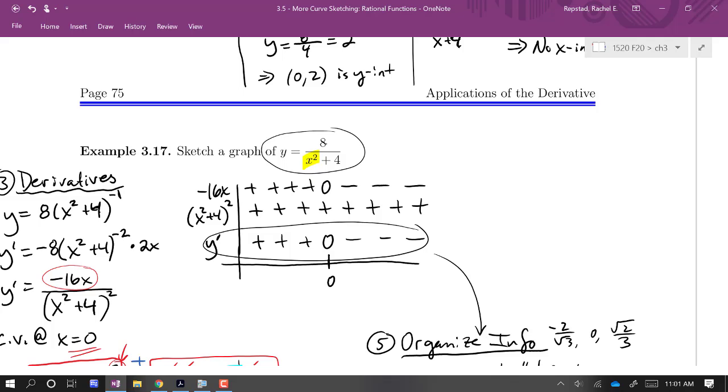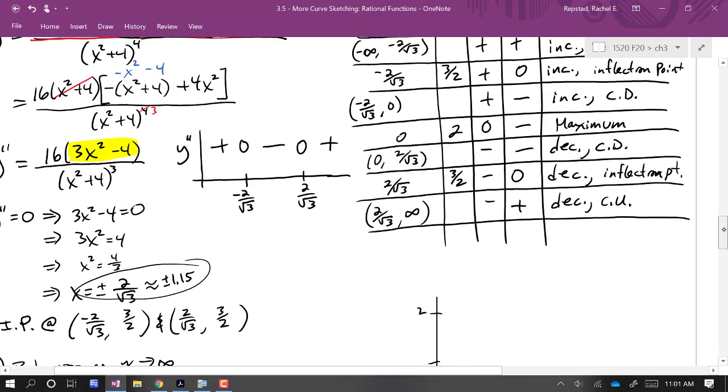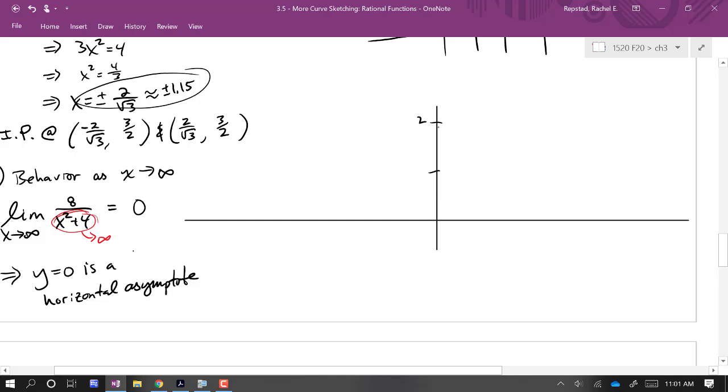Not only that, we know that as x gets big, that makes the denominator bigger and the function smaller. So this maximum we found at the y-intercept is actually going to be an absolute maximum. There's not going to be any value of the graph anywhere that's bigger than that. Our other anchor points are at these inflection points.